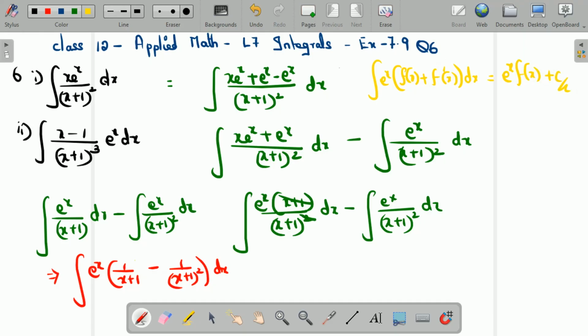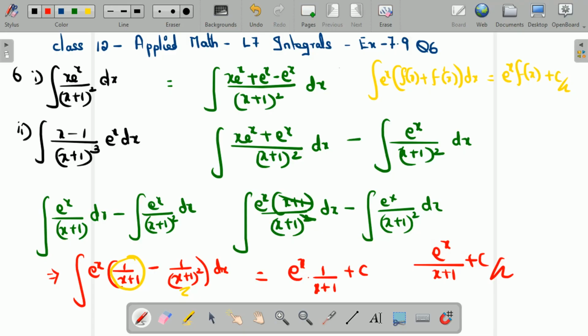So here we see that f(x) is 1/(x+1), which means f'(x) is also minus 1/(x+1)^2. So we can directly apply this formula and write this as e^x into 1/(x+1), or 1 plus x, plus c. Simply written, e^x divided by (x+1) plus c.